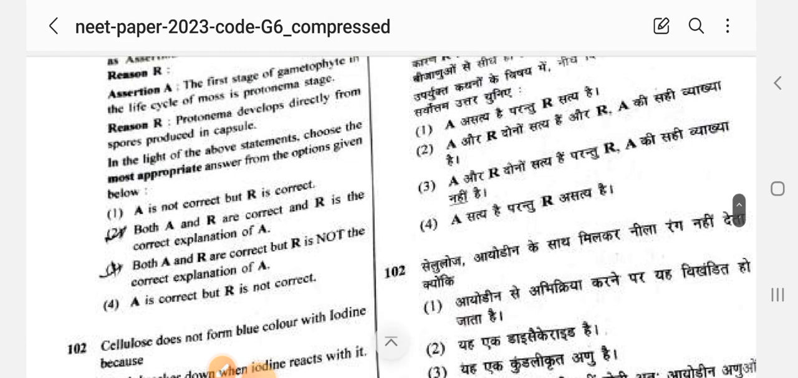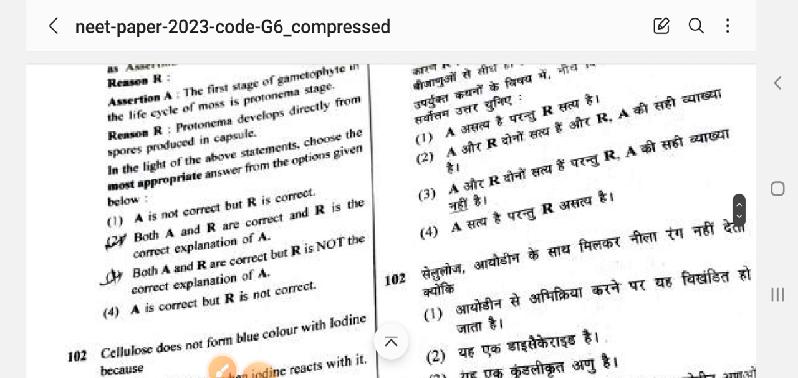So the first question was the assertion reason. The assertion is the first stage of gametophyte in the life cycle of moss is protonema stage, and the reason given is protonema develops directly from spore produced in capsule. So in this we have to choose the right answer.